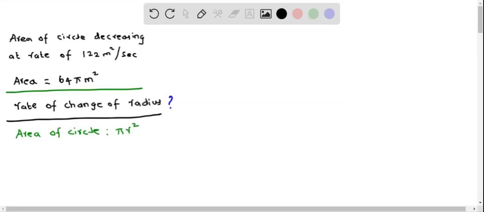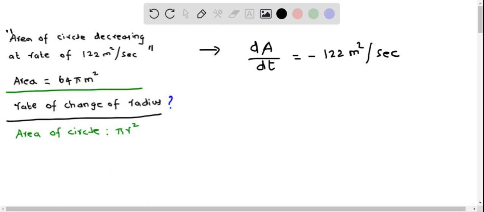The first thing that we do to determine the rate of change of radius is to convert the given information into the mathematical equivalent. So we are told that the area of the circle is decreasing at the rate of 122 meters square per second. So using derivatives, I can represent this as dA over dt. This is equal to negative 122 meters square per second. I put the negative because the area is decreasing at a constant rate.